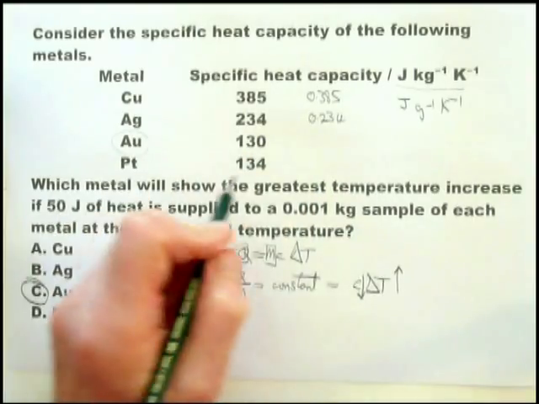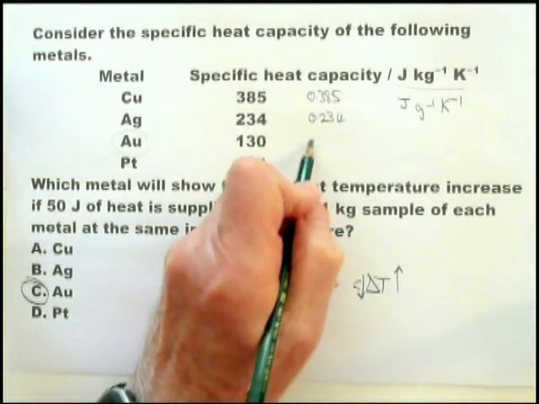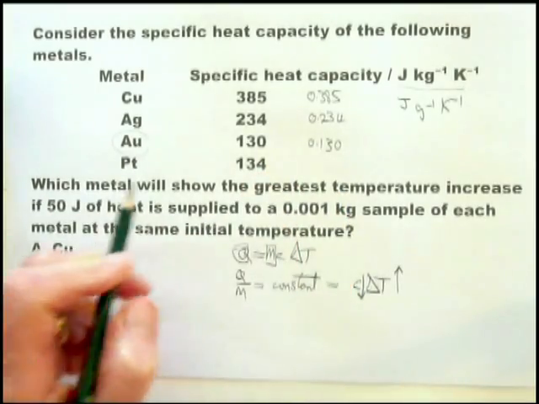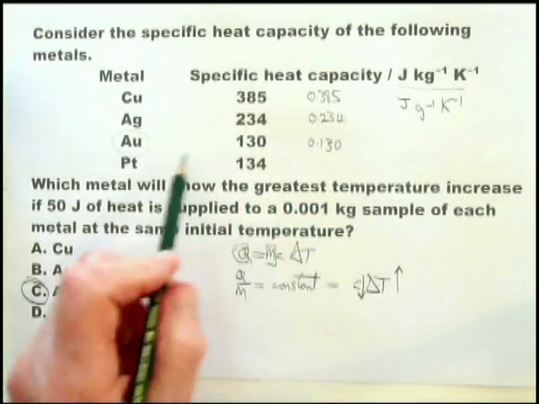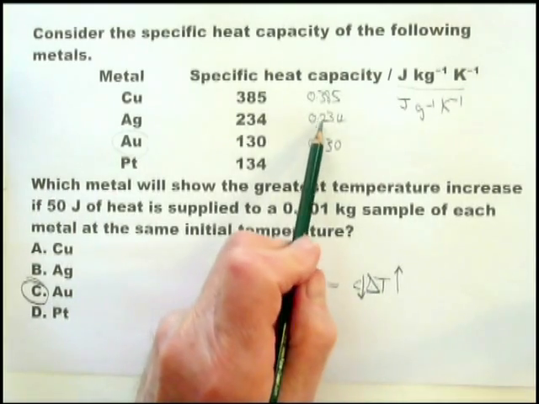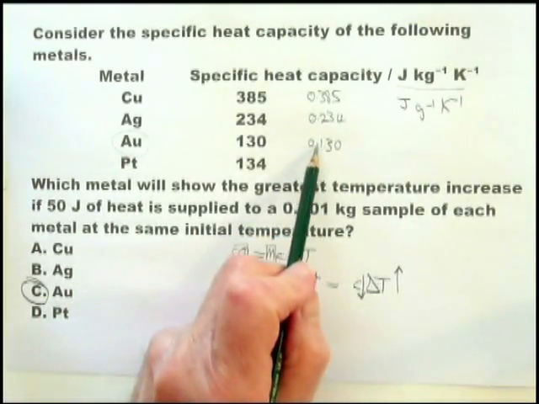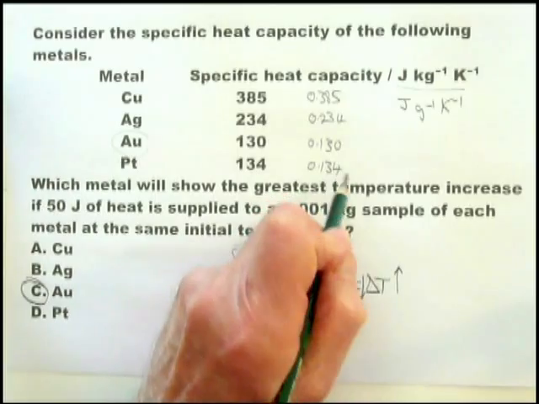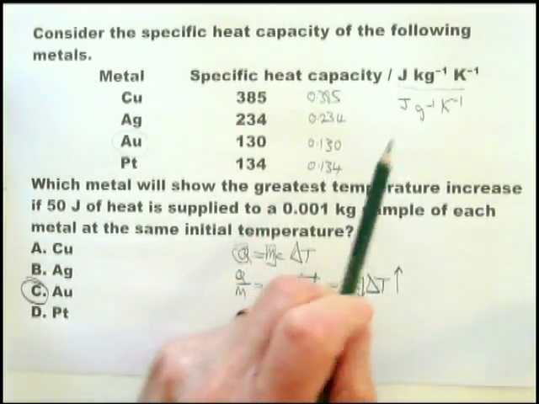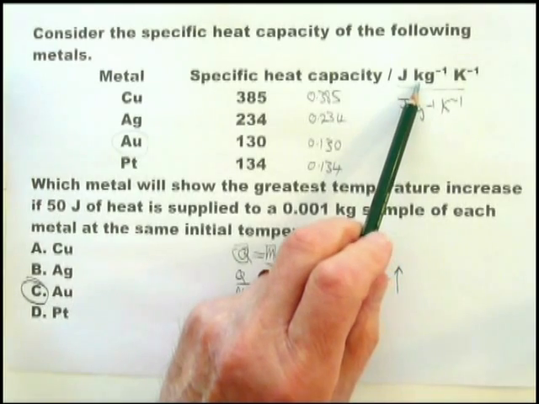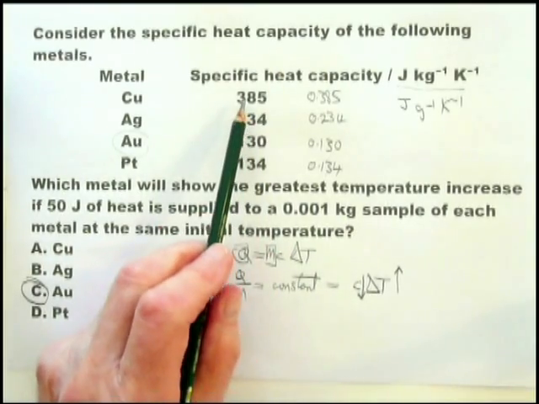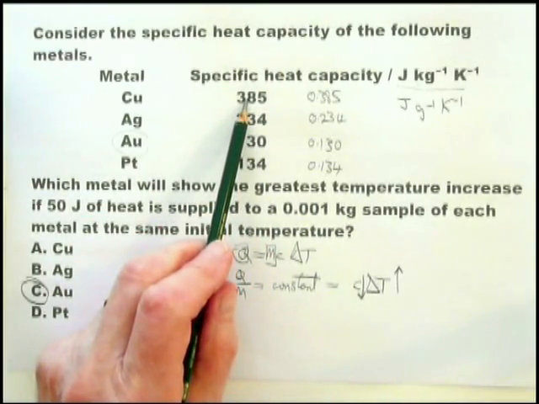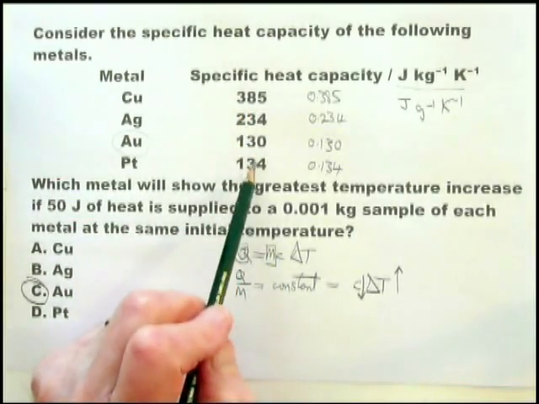0.234 for silver, 0.130 for gold and 0.134 for platinum. What they've done is multiplied the values by 1,000, and therefore they've given the final result. The C has increased by 1,000 in each case.